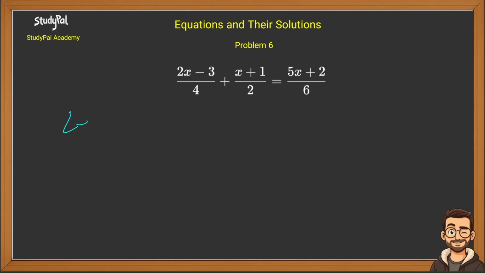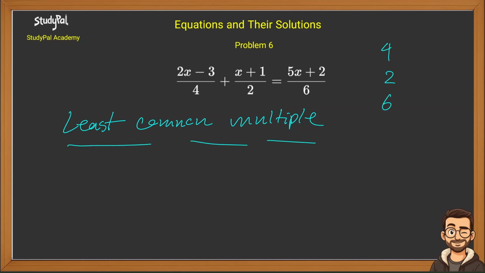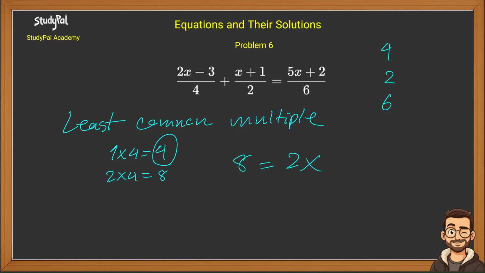We need to find the least common multiple of these numbers. What numbers? 4, 2, and 6. What is the least common multiple? What does that mean, least common multiple? What is the multiple of a number? Let's say a multiple of 4, for example, is 1 times 4, which is 4. So 4 is a multiple of 4. 2 times 4 is 8. It is also a multiple of 4. So we can say 8 is a multiple of 4, because 8 is 2 multiplied by 4.